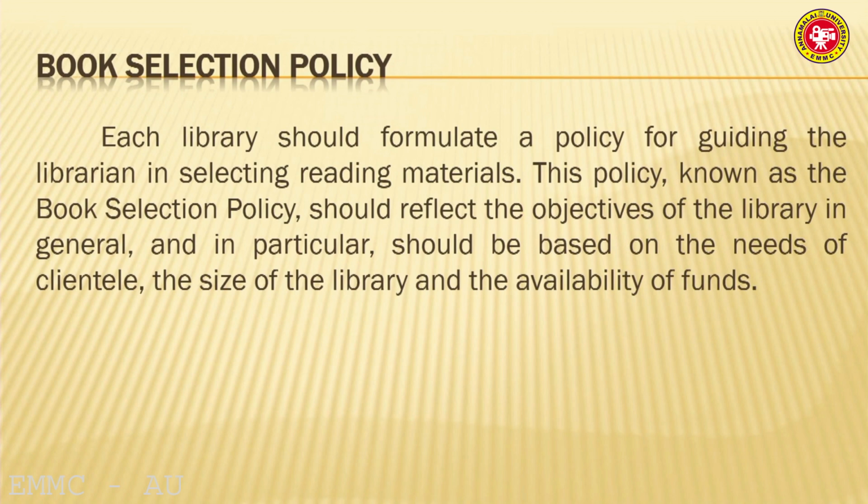Yes, the book selection policy is different from one library to another. If it is a small library, for example a school library or a public library, depending upon the user, for example in the public library, there are heterogeneous users. Heterogeneous users means different types of users. But in the case of a research library, we call it homogeneous users. Homogeneous means the same type of users. That means they need the same research oriented material.